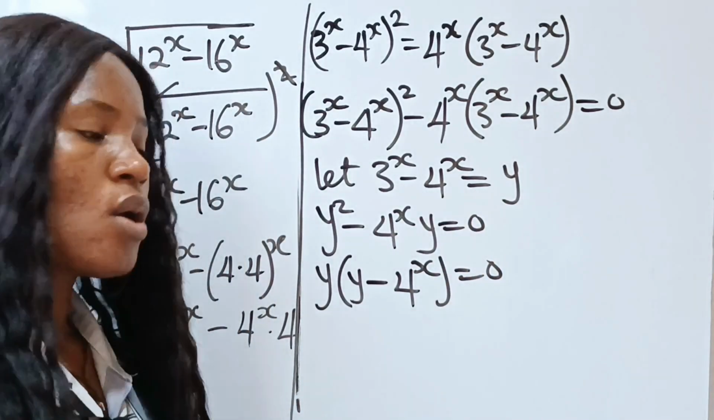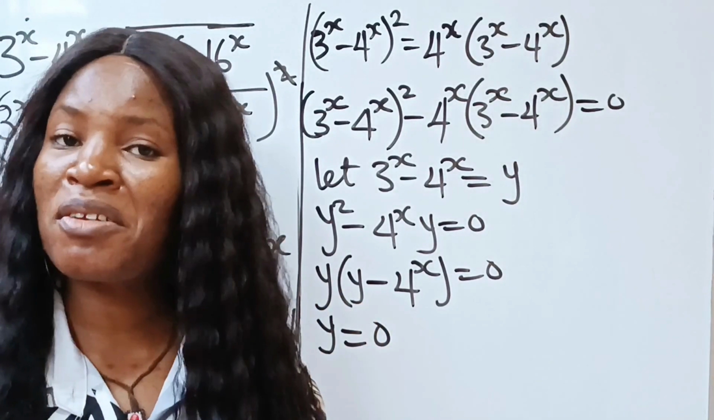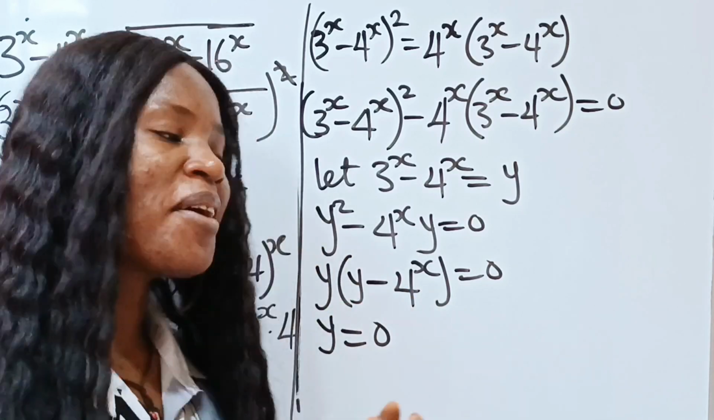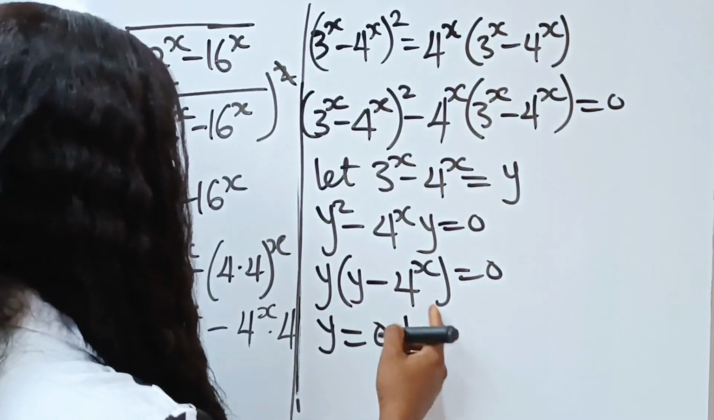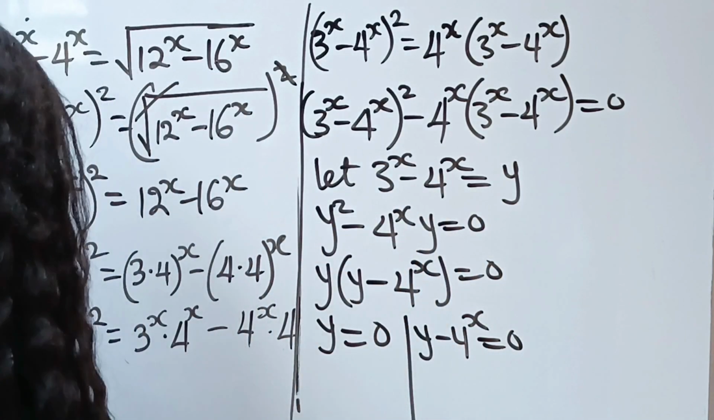So from here we can see that the first value of y is 0. But recall that we are not looking for y, we are looking for x. So yes, don't go yet. And from here we can see that y minus 4 to the power of x is also equal to 0.